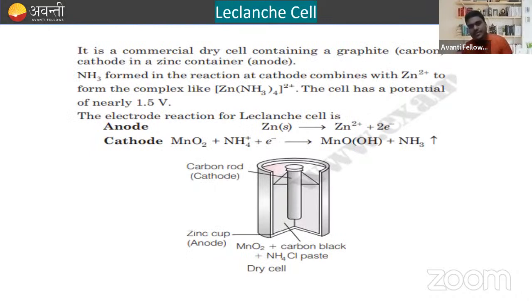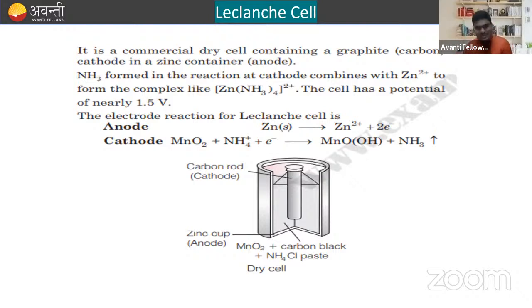Leclanche cell. So let's discuss the very simple cell that we are using in our household lives. It is a commercial dry cell containing a graphite carbon cathode and a zinc container as anode. It is basically a commercial dry cell that we are using. NH3 formed in the reaction at the cathode combines with zinc to form a complex like tetraammine zinc, right? The cell has a potential of nearly 1.5 volt.